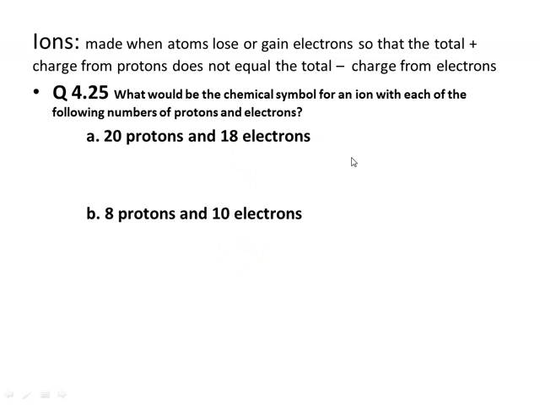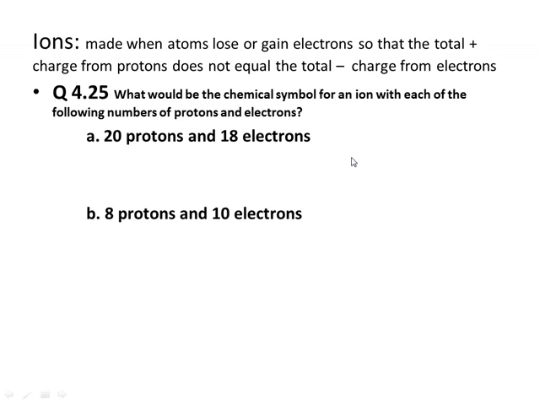Okay, let's now talk about ions, because that is really the focus of this chapter, to show how ions are made and therefore how ionic compounds are made. So, a very quick reminder: ions are made when atoms lose or gain electrons. When they lose or gain electrons, the total positive charge coming from the protons is no longer equal to the total negative charge coming from the electrons. When there is this imbalance of total plus and total minus, there is an overall residual charge on the particle. Those particles that have an overall residual charge are called ions.